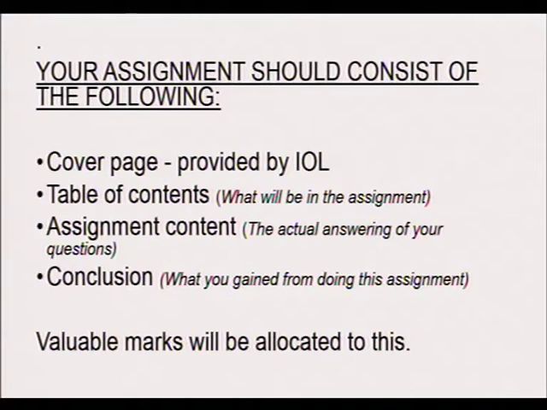The next part is your assignment content. This is where you actually answer your questions, as I explained above. Question 1, answer question 1, question 2, answer question 2. And when you finish this assignment, you should write a conclusion. This is a small paragraph on what you gained from doing this assignment. There will be marks allocated to your form, and this is these 4 things.